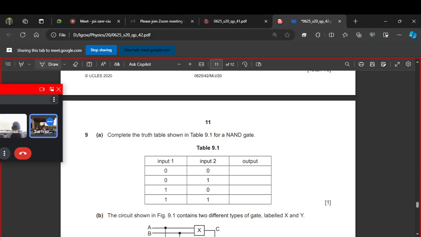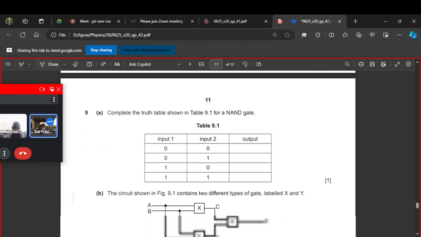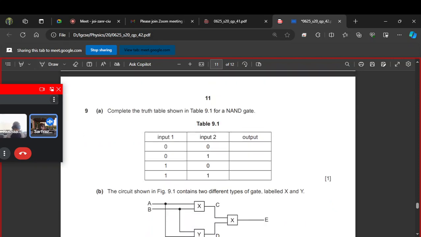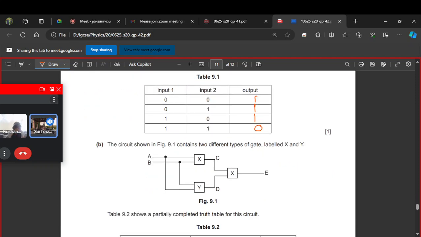Complete the truth table in table 9.9 for the NAND gate. Inversion of the AND gate. So 0 0, it will be 1. Let me help you calculate the next one. 0 1, it will be 1. 1 0, it will also be 1. 1 1, it will be 0. Have I done right? Yes, because NAND is the opposite of AND. Very good.